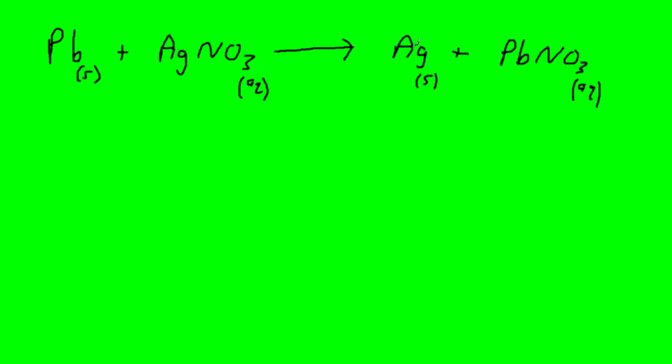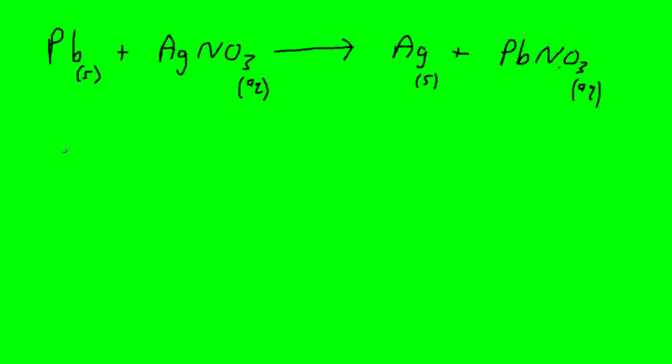So now the silver is going to be alone, and the lead's going to hook up with the NO3. So in this case, we have 2 solids and 2 AQs. All right, that's okay. We can do this. Don't let it throw you. We're going to do the same thing as we just did.